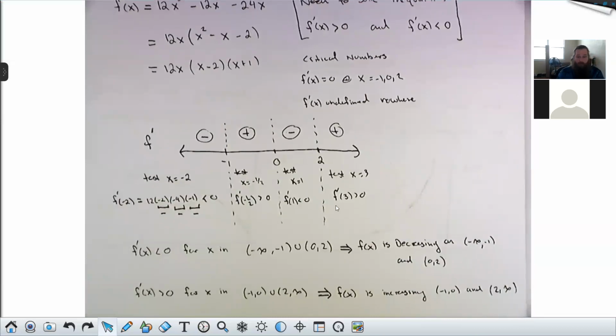All right. So this is how we find where a function is increasing and decreasing. We need to solve the corresponding inequalities for f prime. And the way we do that is by making this number line.